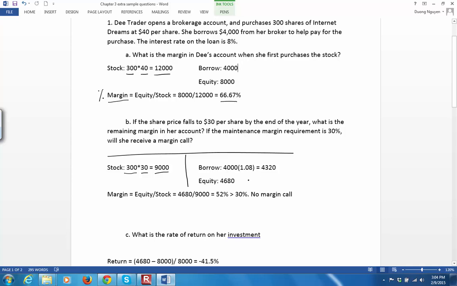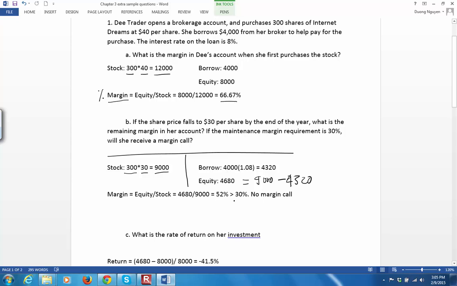So if the value of stock is 9,000 and 4320 is how much she borrowed, the value of equity is equal to 9,000 minus 4320, and this is equal to 4680. So her equity has gone down from 8,000 to 4680. Her margin at this time would be equal to equity, 4680, divided by stock, 9,000, equal to 52%.